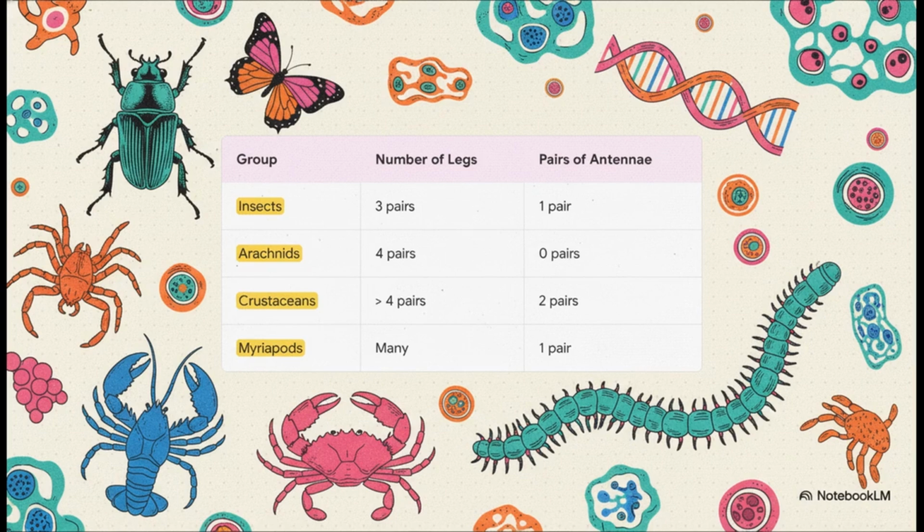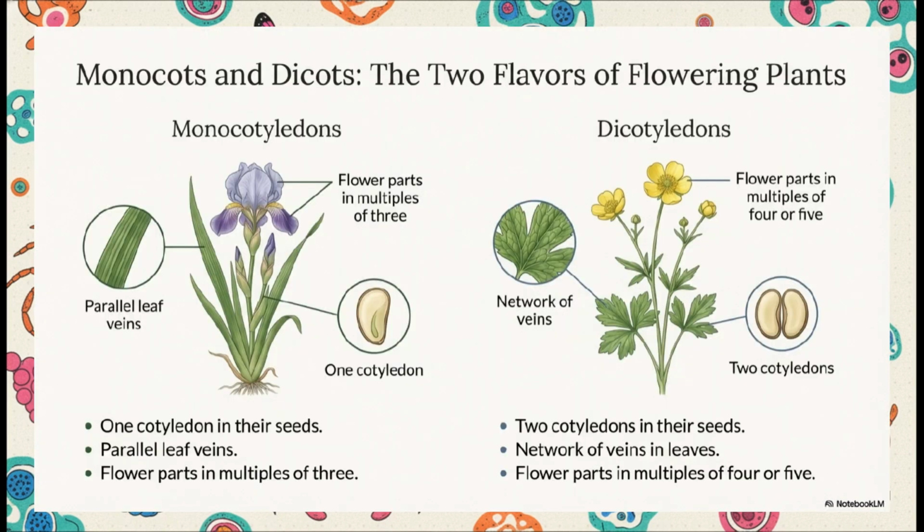Insects always have 3 pairs of legs, so 6 total. Arachnids, like spiders, always have 4 pairs, so 8 total. Crustaceans have more than 4 pairs, and myriapods have tons. Just memorize this little chart and you are ready for any arthropod question they throw at you.